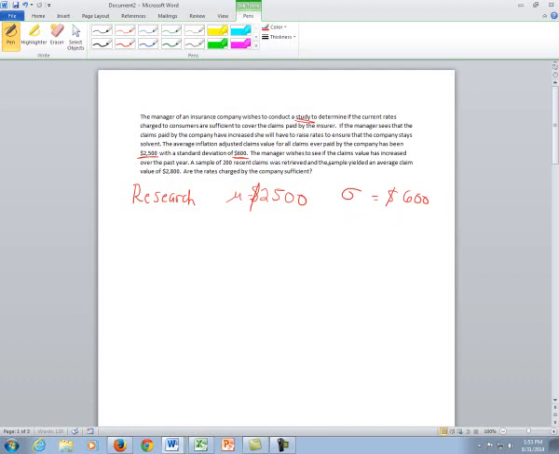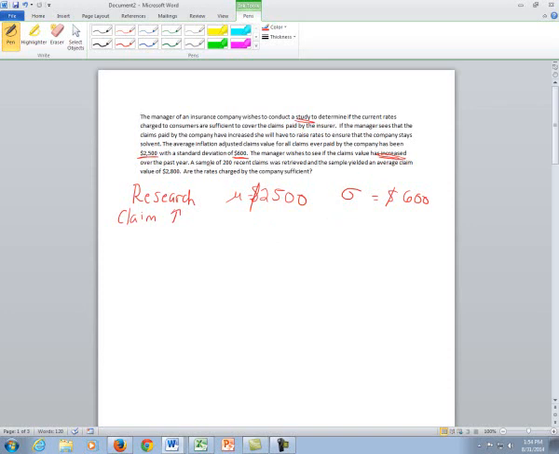The manager wishes to see if the claim's value has increased. So again, this is our claim. We are testing for an increase. Remember, it is a study. Remember, we can only ask data three questions: bigger than, smaller than, or different from average. So we're looking for something that's bigger than the average.